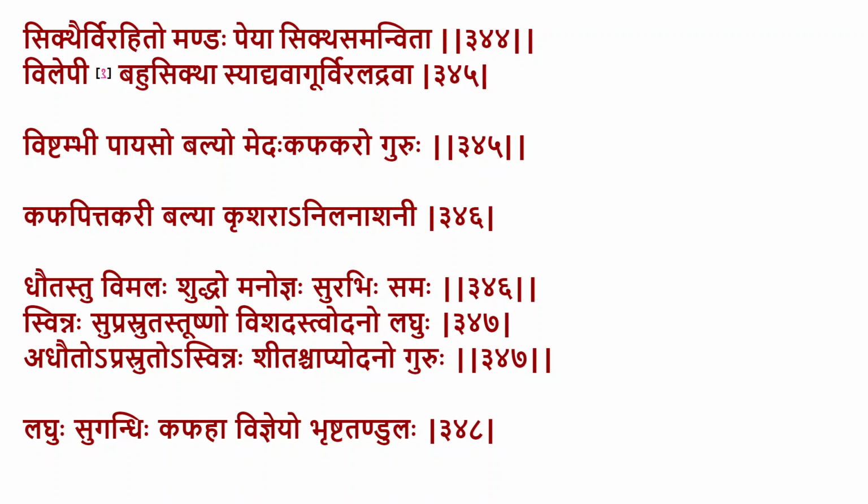Then Dhautas Vimala Shuddha Manojnaha Surabhi Samaha Svinnaha Suprasrutastu Ushno Vishadastu Odano Laghu. Odana is the real rice where there will be virtually no fluid, no water content at all. When it is prepared, after washing, dhauta and adhauta, in the odana there will be two varieties. Dhauta is where the grain is washed first and then the fine dust or husk contents are removed, then it becomes vimalaha, shuddha, manojnaha. It looks good, ushnaha, vishadaha, it becomes vishada.